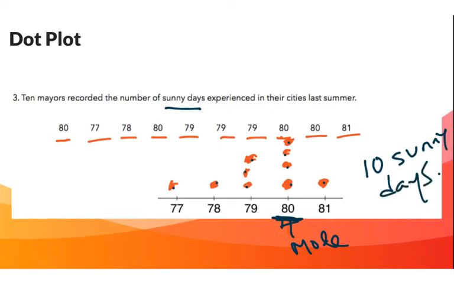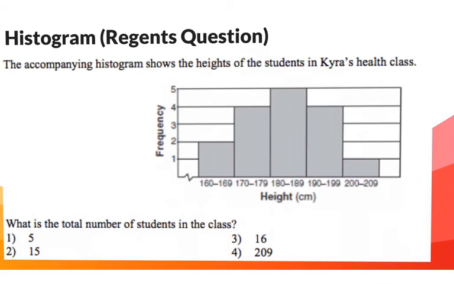Okay. All right. So let's move on to histogram. A histogram looks like a bar graph, except in a bar graph there are actual spaces, right? There would be a space here. In a histogram, if you notice, there are no spaces.